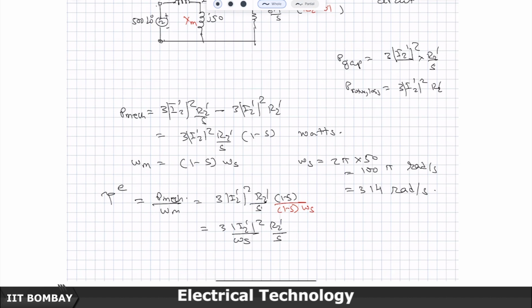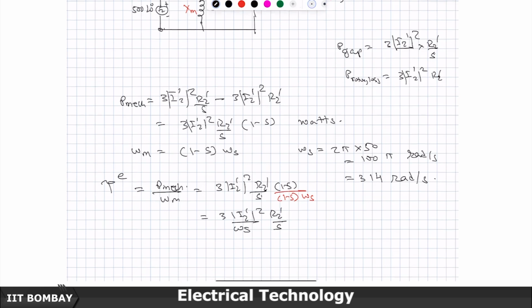So, it is actually pretty simple. Given a slip, our methodology is going to be: if we know the slip, just calculate R2 dash, plug it in here, and you have got both the torque and the speed. So, that is going to be the simple methodology that we are going to follow.